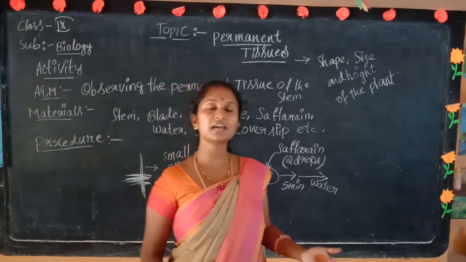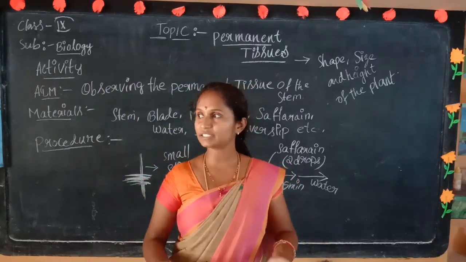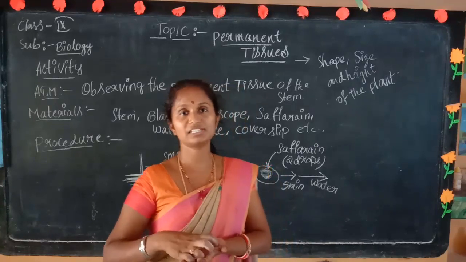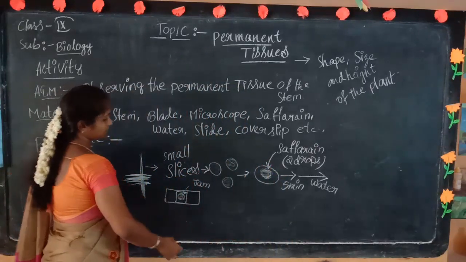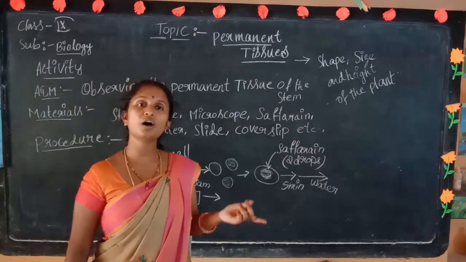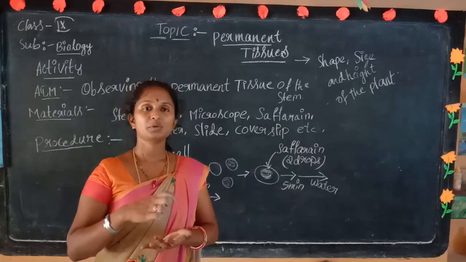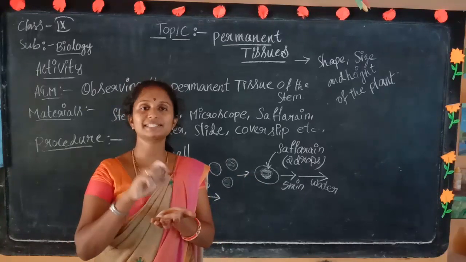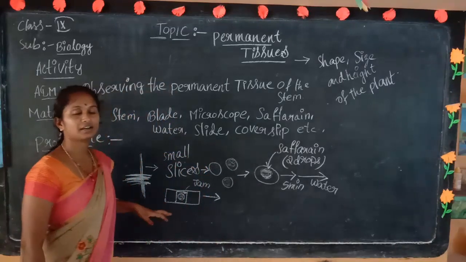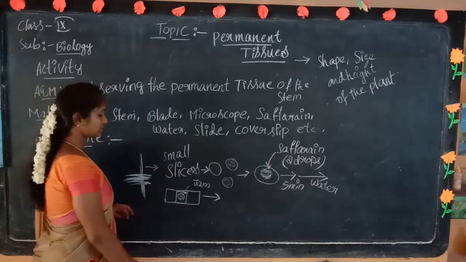If the cells are alive, they will be evaporated by the atmosphere. To avoid that, we place a cover slip. I already informed you how to keep the cover slip on the slide. With the help of a slide needle, it should be placed neatly, and be careful to keep air bubbles from entering inside the cover slip.